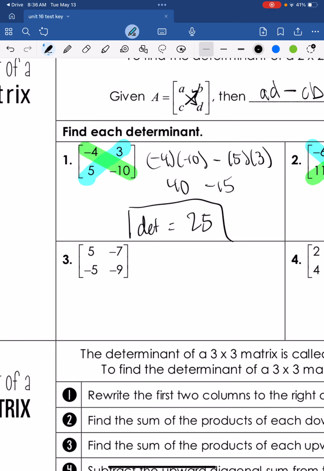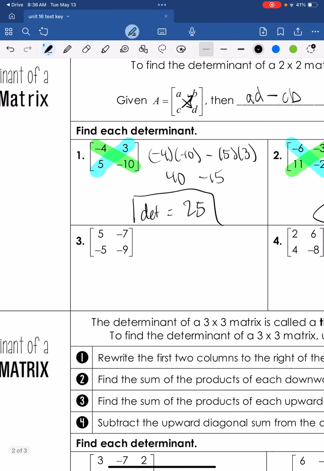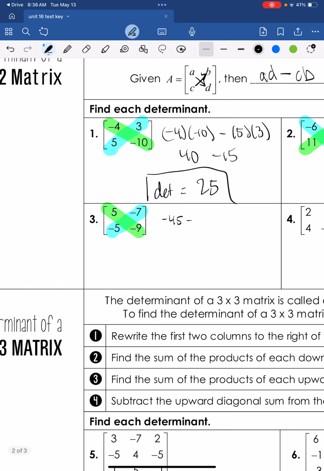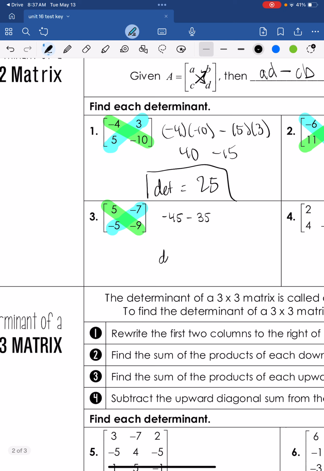All right. You're probably picking up how this works so far. If you want to pause and try this one on your own real quick, feel free to do so. I'm going to go ahead and do it right now. 5 times negative 9 is a negative 45, and then minus, and then we do it this other way, negative 5 and negative 7. You multiply those, and negative times a negative gives you a positive 35. So remember, we're still subtracting though, so minus 35. And when you combine those, you'll get that the determinant is equal to negative 80.